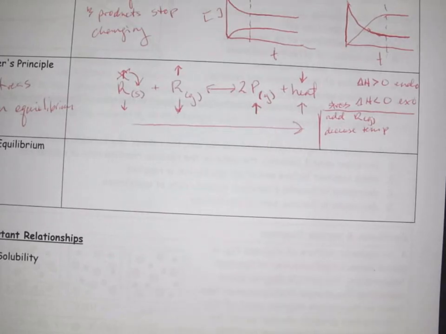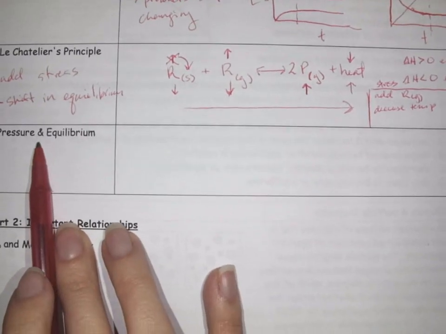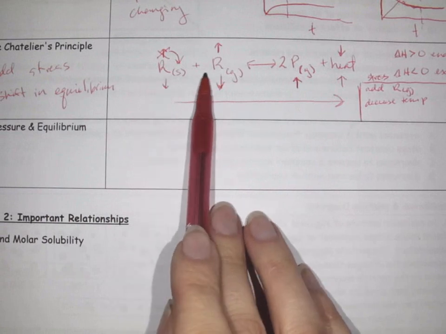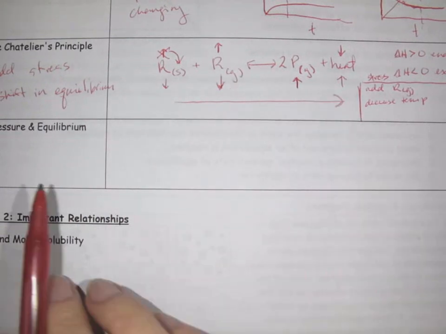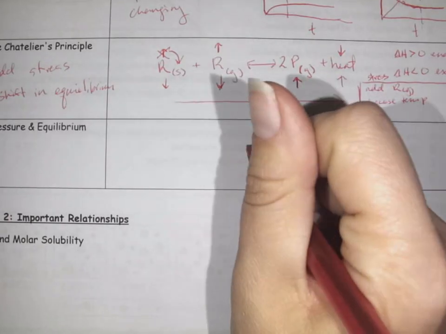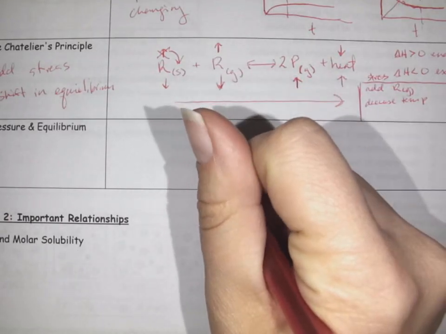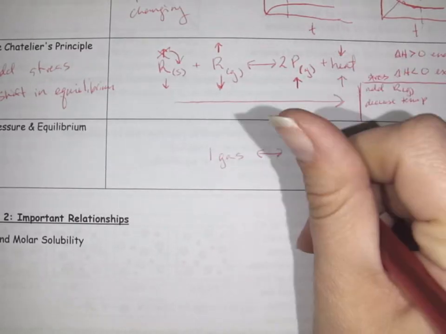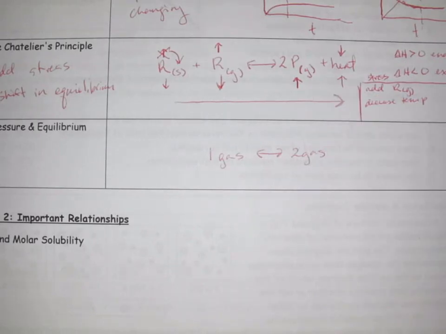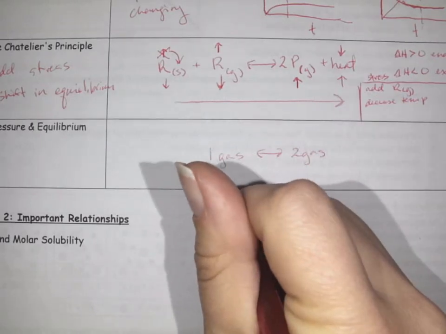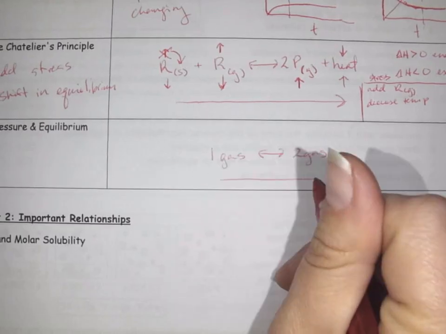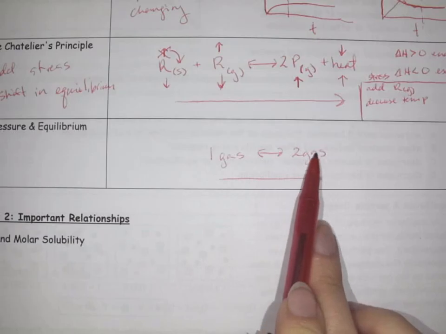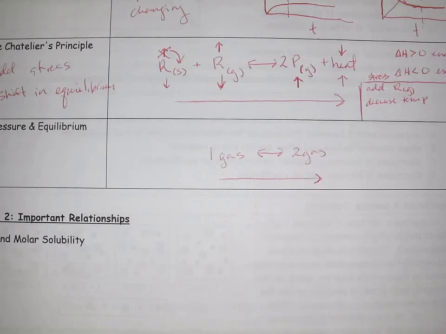The other interesting thing is pressure. So pressure and equilibrium. For this example that I have here, I have one solid, one gas turning into two gas particles. So whenever we're dealing with pressure, I want you to count up those gas particles. On the reactant side, we had one gas particle. And then on the product side, we have two gas particles. Okay? And if we want it to favor the forward reaction, do you see how that's going to be one gas particle turning into two gas particles? That would be an increase in the pressure.